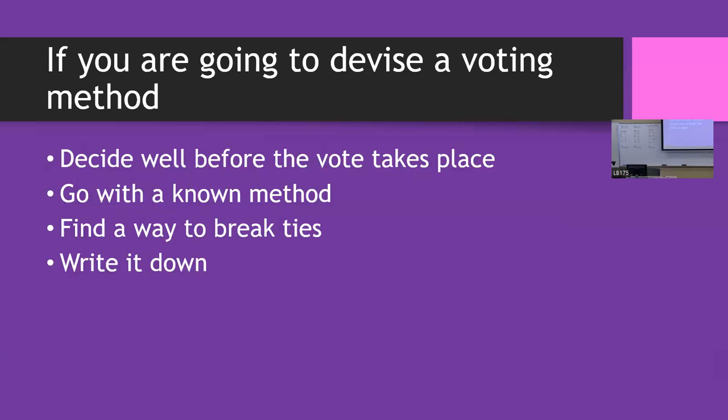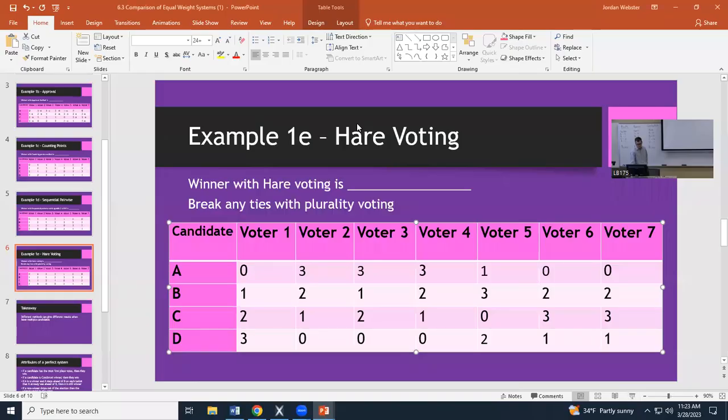And then we need to make sure that everybody's in agreement. So everybody writes it down and signs off on it. So if you're in a large organization and you're devising a system, in order to have a fair system, you want to have those things. You want to make sure you have the system set in place. Everybody knows the game, so to speak, before the vote takes place. You want to go with a known method so that everybody can understand it. You want to make sure that there's ways to break ties if there is a tie, and write it down. Make sure everybody's in agreement with that. Is that all right? So there is no perfect system, and that's what we'll do.